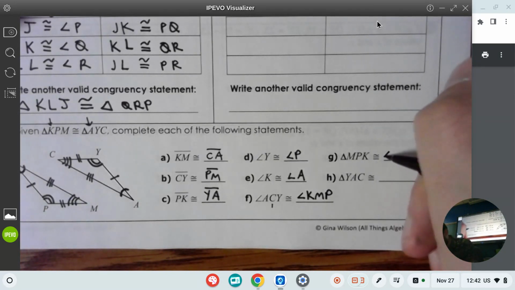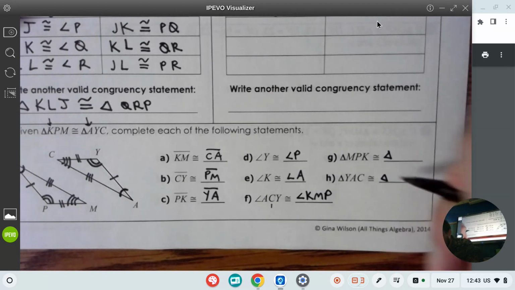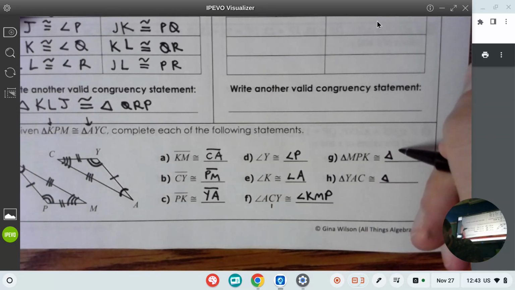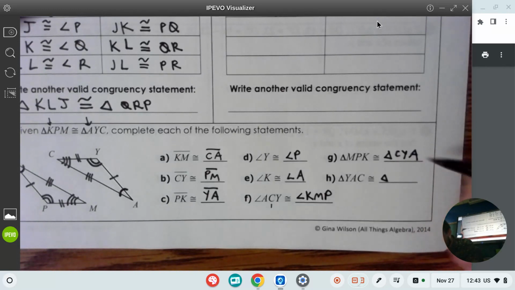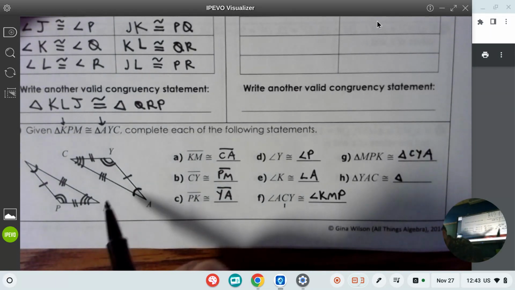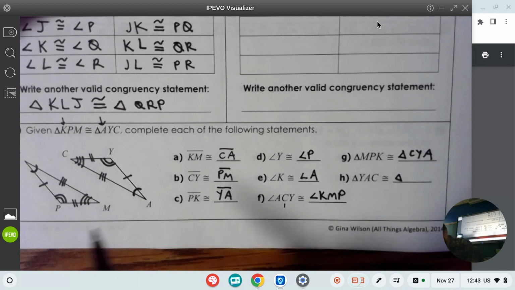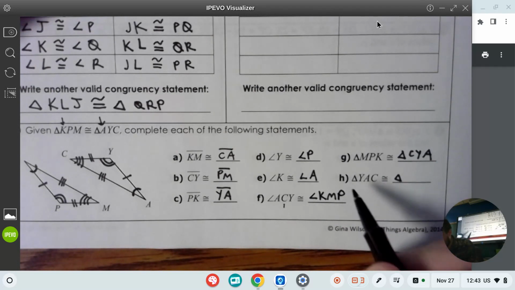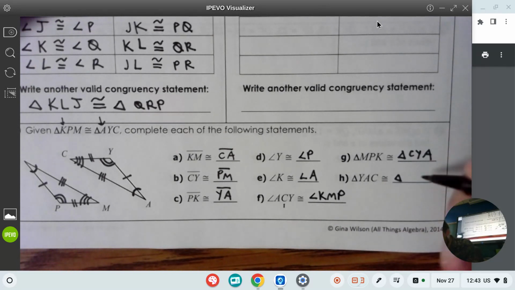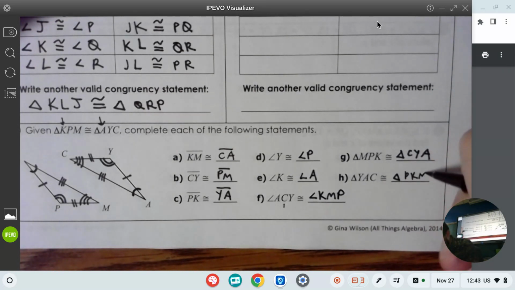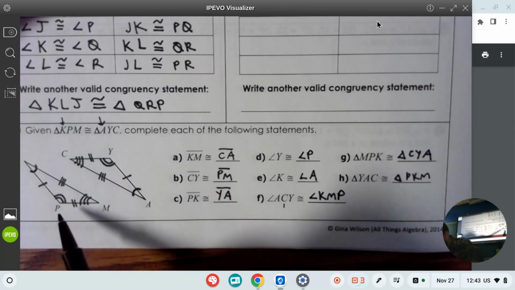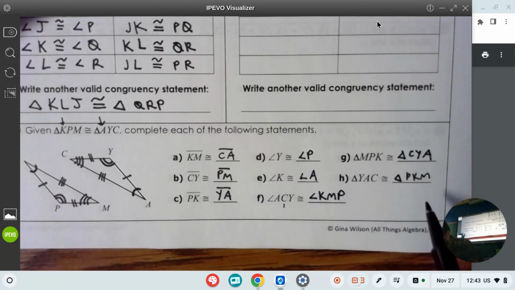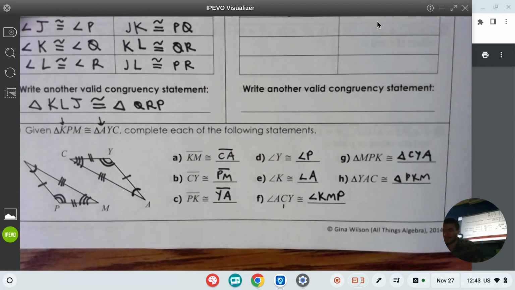Triangles, very similar. Just find your matches and go with it. Anybody got the triangle for letter G? You said CYA? CYA. I heard somebody else confirmed it. M matches with C. Y matches with P, and A matches with K. Sounds great. Then we have YAC. You said PKM? PKM. Y is the double, P is the double. A is the single, K is the single, and M is the triple, C is the triple.